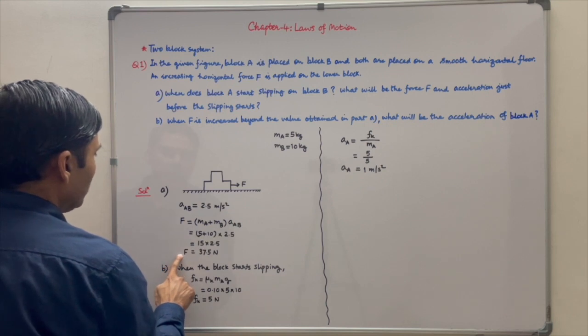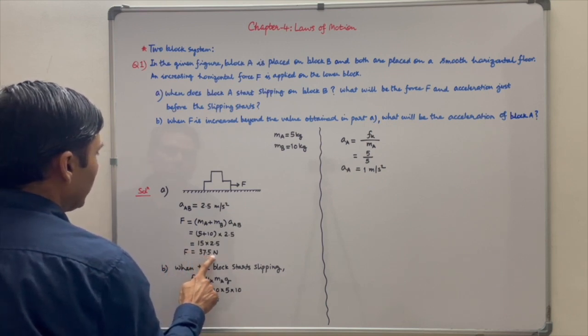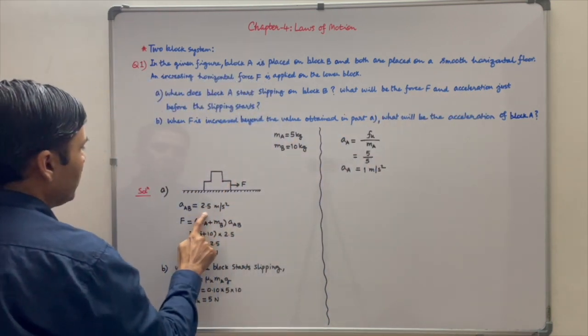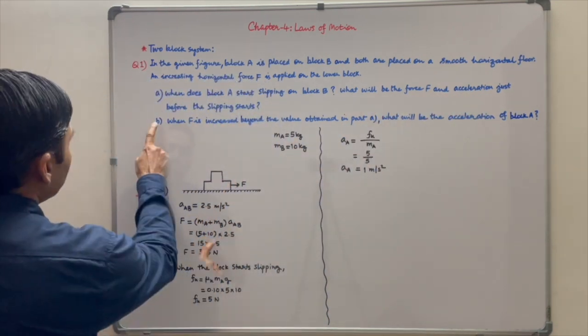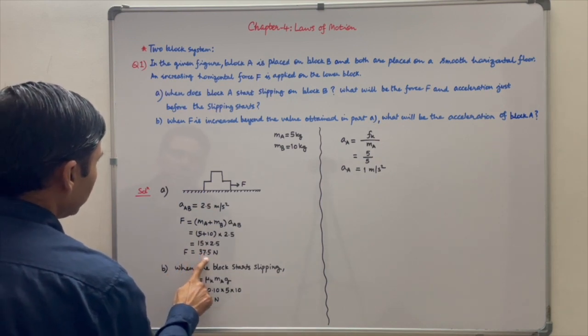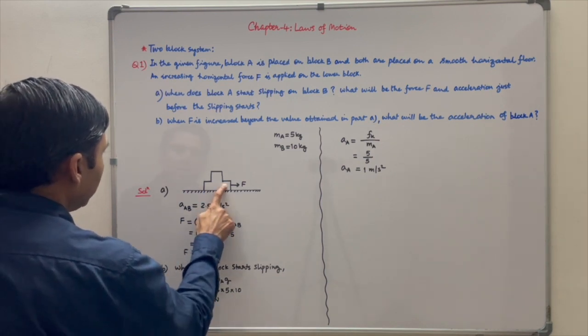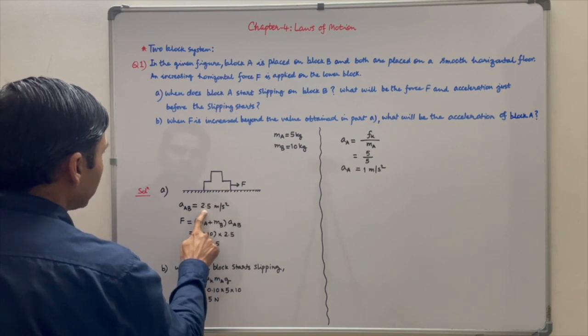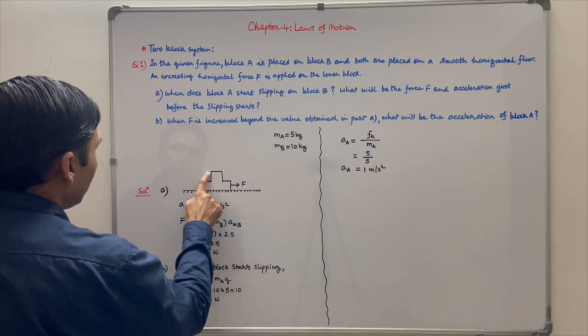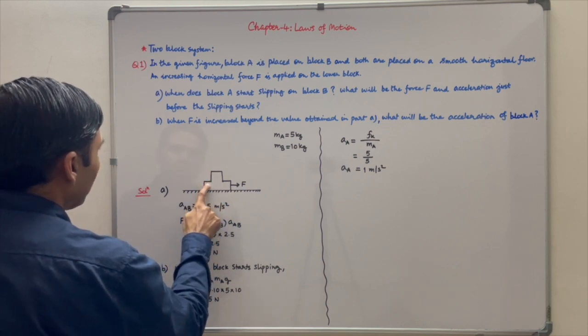So F comes out to be equal to 37.5 Newton, and acceleration A is 2.5 meter per second square. Part B. When force is increased beyond 37.5 Newton, block B will accelerate beyond 2.5 meter per second square, but block A cannot. As a result, block A will start slipping on block B.